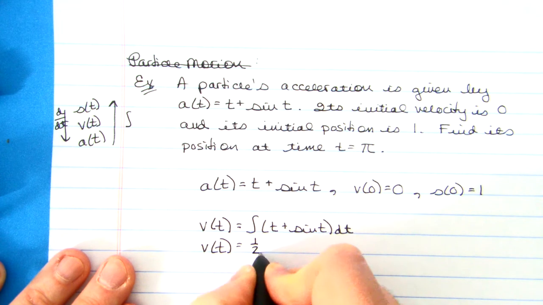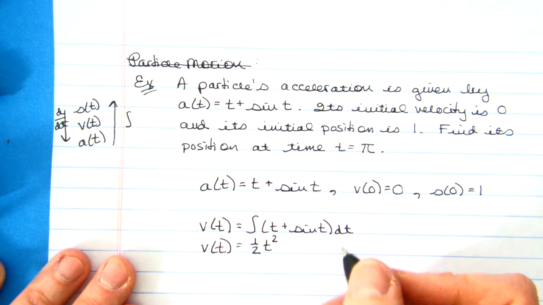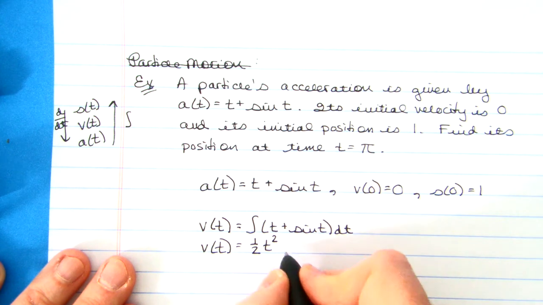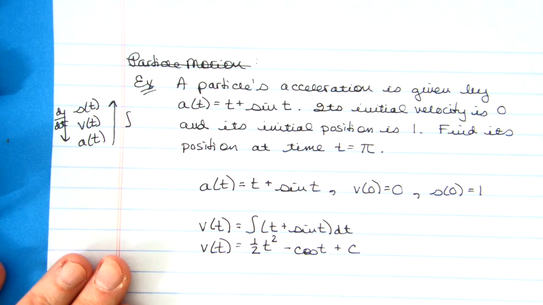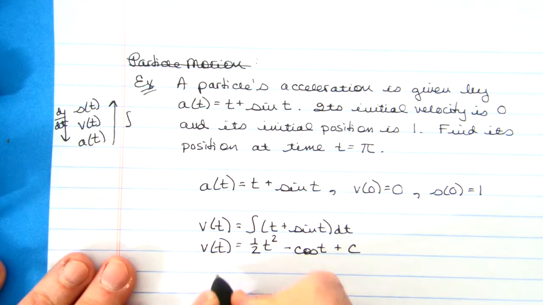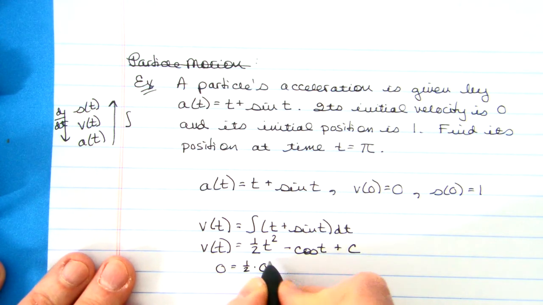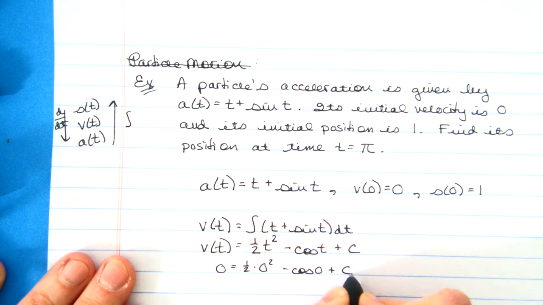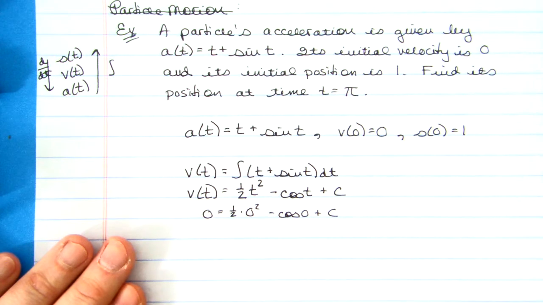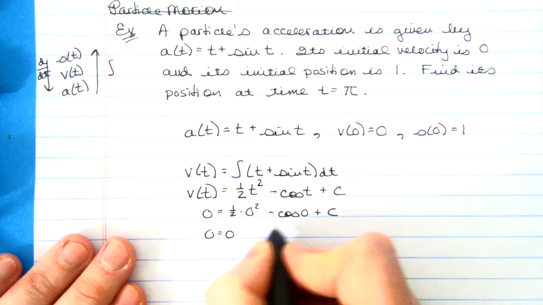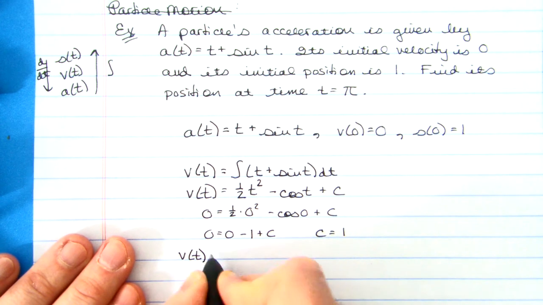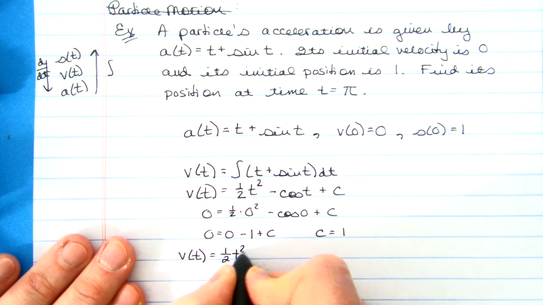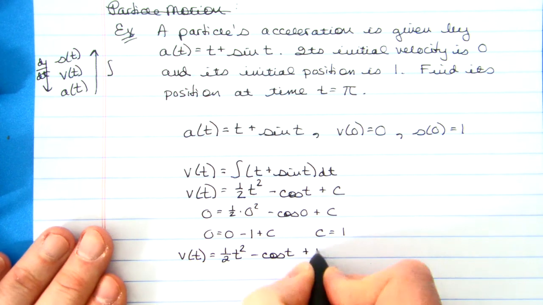V of t is going to equal 1/2 t squared. The integral of the sine of t is a negative cosine t. And don't forget the constant at the end. This is actually why the constants are so important, because the constants are how we deal with these initial conditions. 0 equals 1/2 times 0 squared minus the cosine of 0 plus c. Let's see. 0 equals 0. Cosine of 0 is 1, so minus 1 plus c. I think my c value is 1. So your velocity function is going to be v of t equals 1/2 t squared minus the cosine of t plus 1.